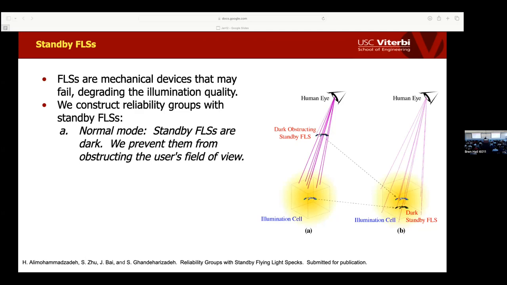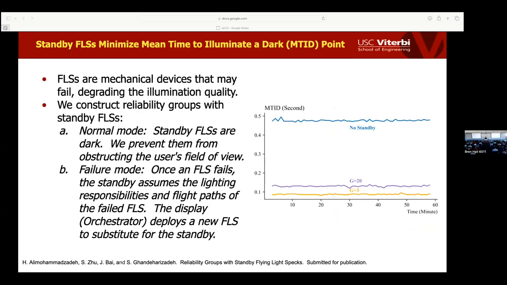Just to put things into perspective, in the paper that we did, we realized that the distance it's moving is not much. The reason is that when you construct reliability groups, say with three FLSs and one standby, we try to put the standby in the center, close to those three illuminating FLSs that it's trying to substitute for. For it to hide itself, it moves into one of those illumination cells, and that distance isn't much because it's already close. So the distance is not that great here, but the benefit of it is huge.